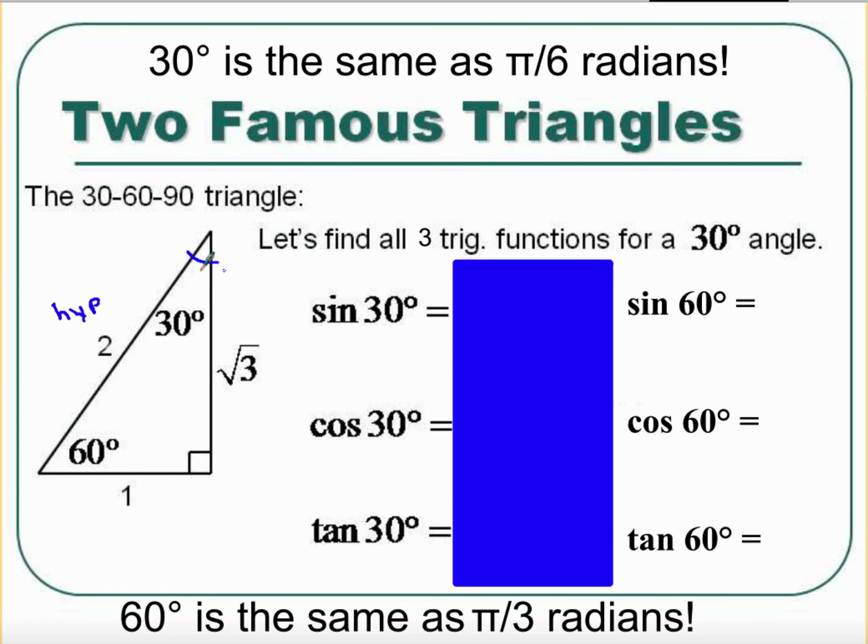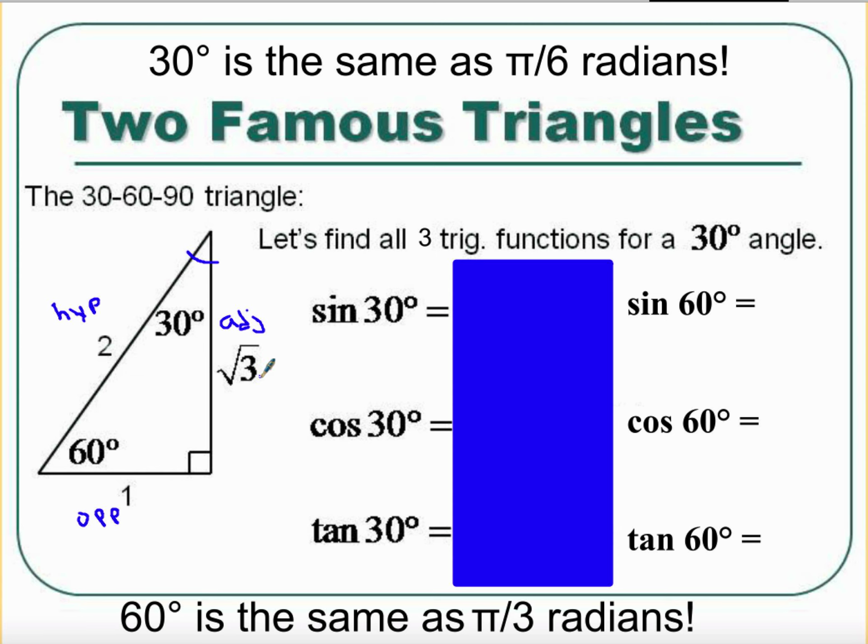But for angle 30 degrees, directly opposite it is going to be a side length of 1. And directly adjacent to it is going to be the square root of 3. Now, every 30, 60, 90 triangle is going to have this relationship in common. Whatever you have directly across from the 30-degree side, if you multiply it by 2, that's going to be the hypotenuse length. And also, whatever the side is directly across from 30 degrees, if you multiply it by the square root of 3, that will give you the adjacent length.